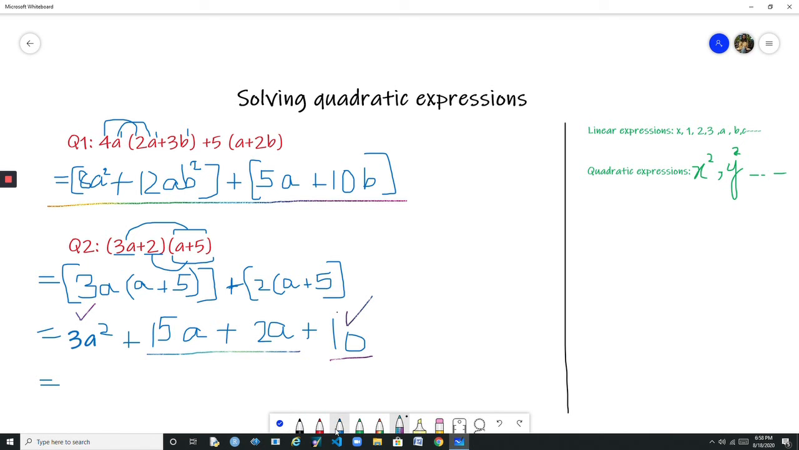So 3a square would remain as it is, plus 15 plus 2 is plus 17a. Remember, when the expressions are adding or subtracting, the powers of the variables would remain the same, they would not add. So here we have the answer of this question, which is 3a square plus 17a plus 10.